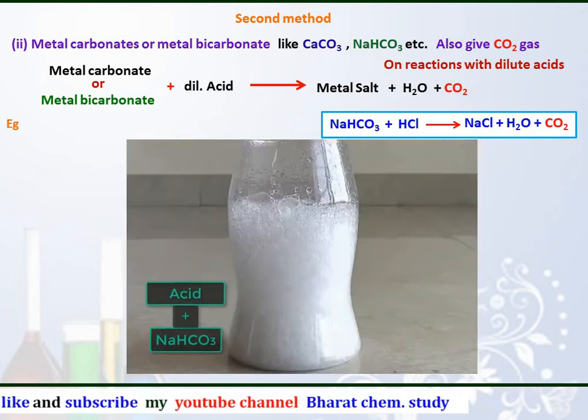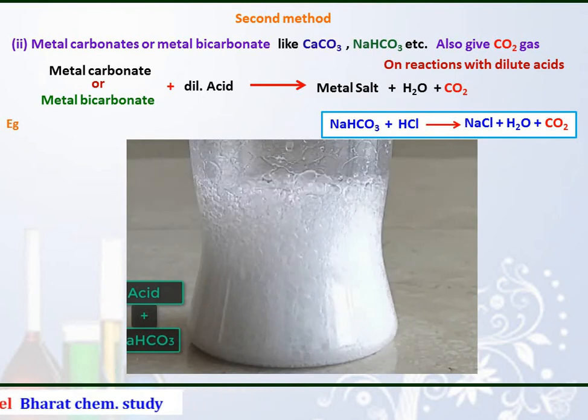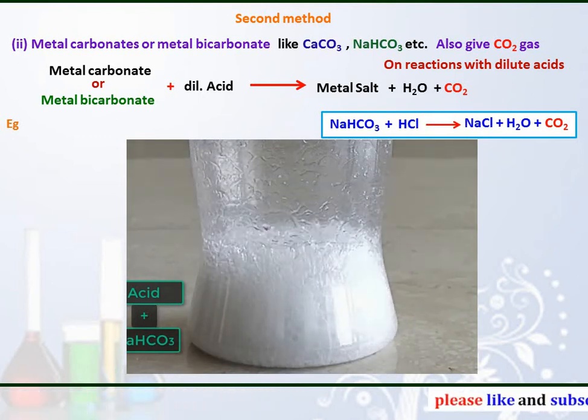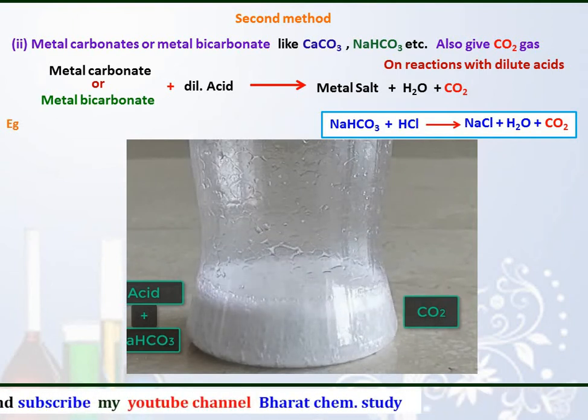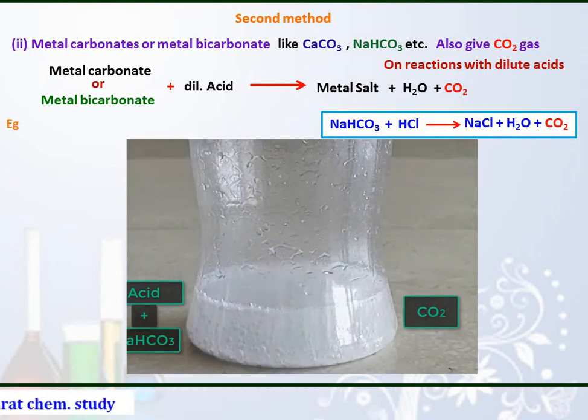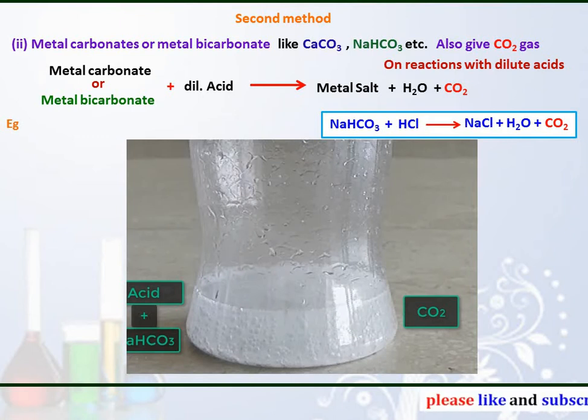So many bubbles are coming out. These bubbles are formed due to the carbon dioxide coming out of the solution. So by this method, carbon dioxide is formed by adding HCl to sodium bicarbonate.